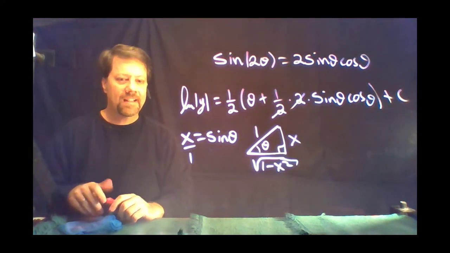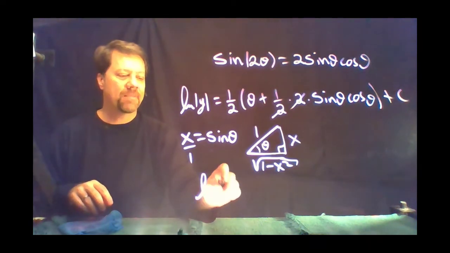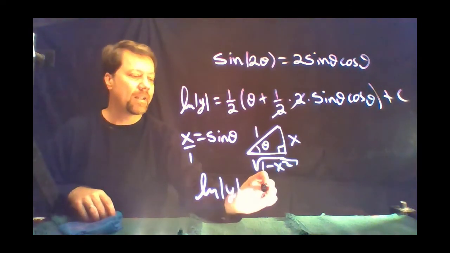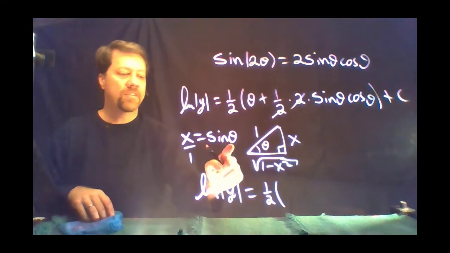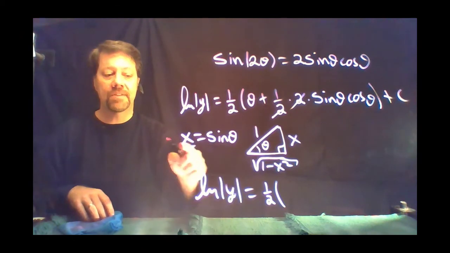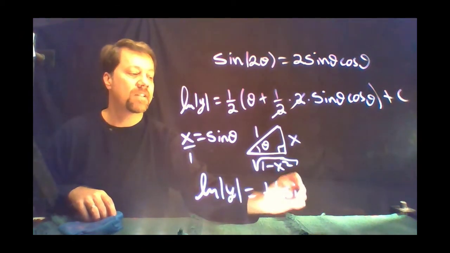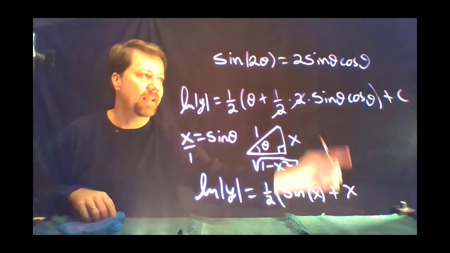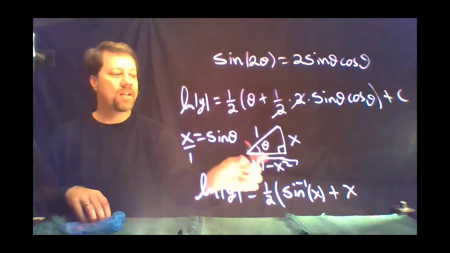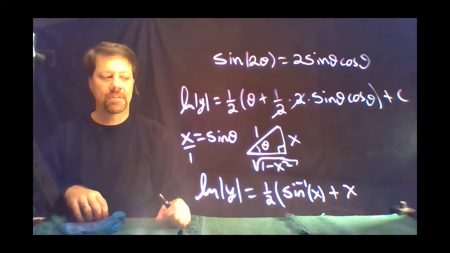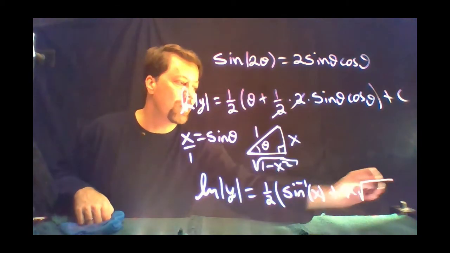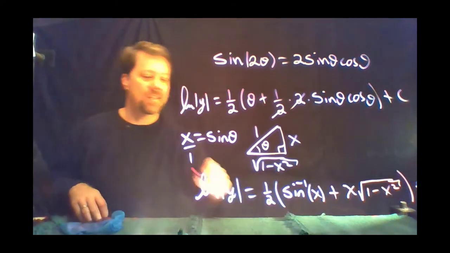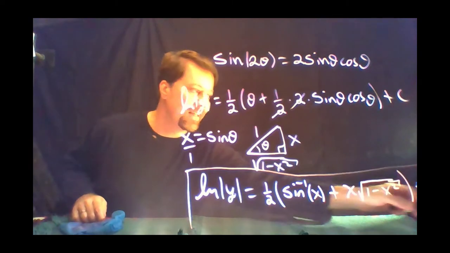We finally deduce that the one-parameter family of solutions to our differential equation is log absolute value of y is 1/2 times the quantity... solving for theta here, theta is going to be the inverse sine of x, plus sine theta is x, cosine theta is adjacent over hypotenuse. So cosine theta is going to be the square root of 1 minus x squared, plus c, and this will be our class of solutions.